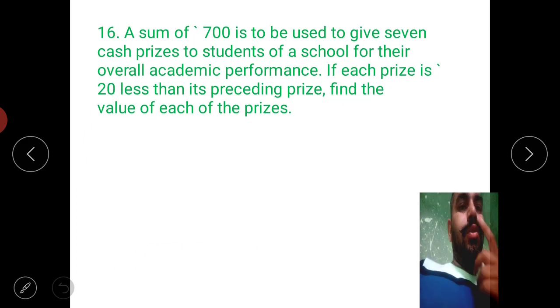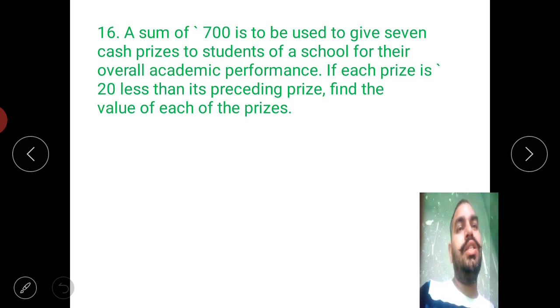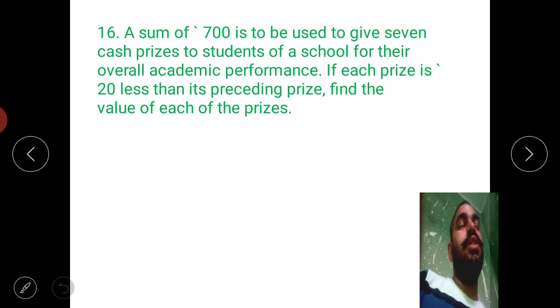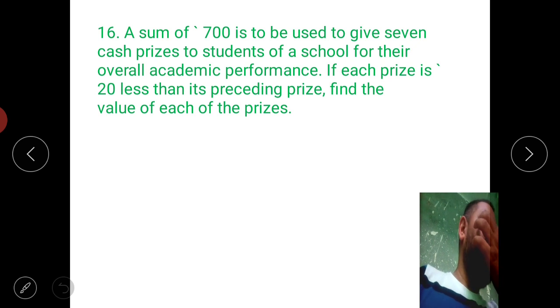Next very important question for this is: a sum of rupees 700 is to be used to give 7 cash prizes. 7 बच्चों में 700 को यूज़ करना है, कैश प्राइज के रूप में उन्हें प्राइजेज डिस्ट्रीब्यूट करने हैं. If the prize is ₹20 less than its preceding prize.